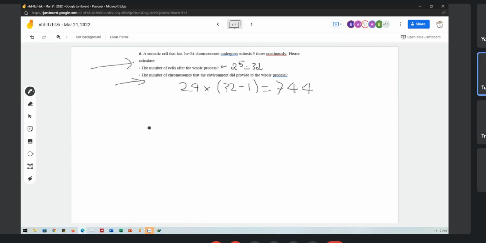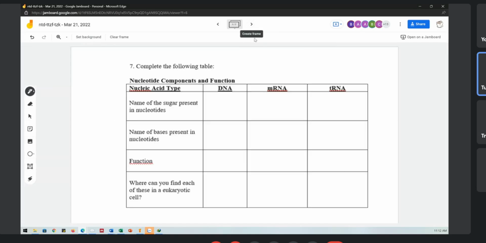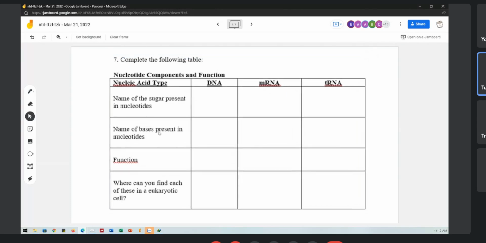Okay, so that's the whole sixth exercise. You just need to remember the formula. So here you have 2n multiplied by the number of cells minus 1, and you have that. Okay, I think there's no problem with this one. So the final one here, I guess no one is going to answer again, so I give you the solution for this.